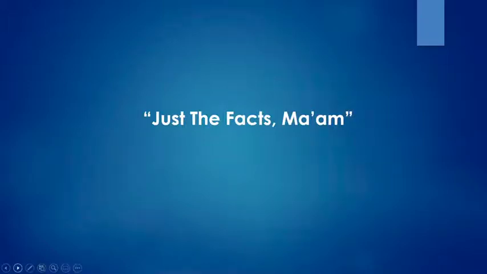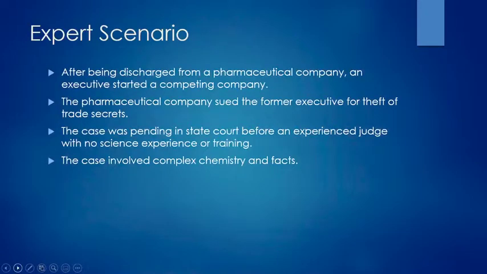So this is a situation about an employee, an executive working with a pharmaceutical company, who was discharged from the company and started his own company. And the pharmaceutical company sued the former executive for theft of trade secrets. The case was pending in state court before a very experienced judge, but he had no science or technical background. And the case really involved complex chemistry and facts.